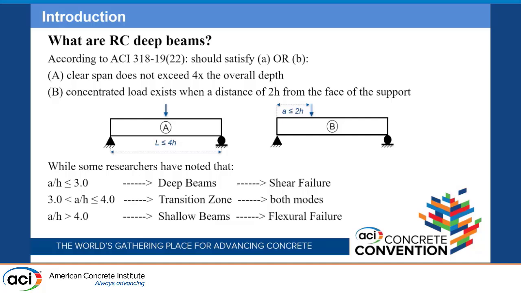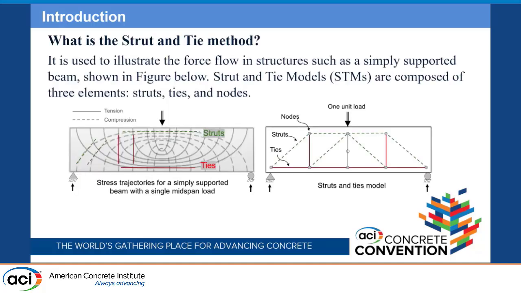You get deep beams, you get shear failure. If it's between 3 and 4, you get a transition zone. You get both modes fighting together to exist in the behavior. And then if it's greater than 4, it's shallow beam theory, and flexural failure dominates.